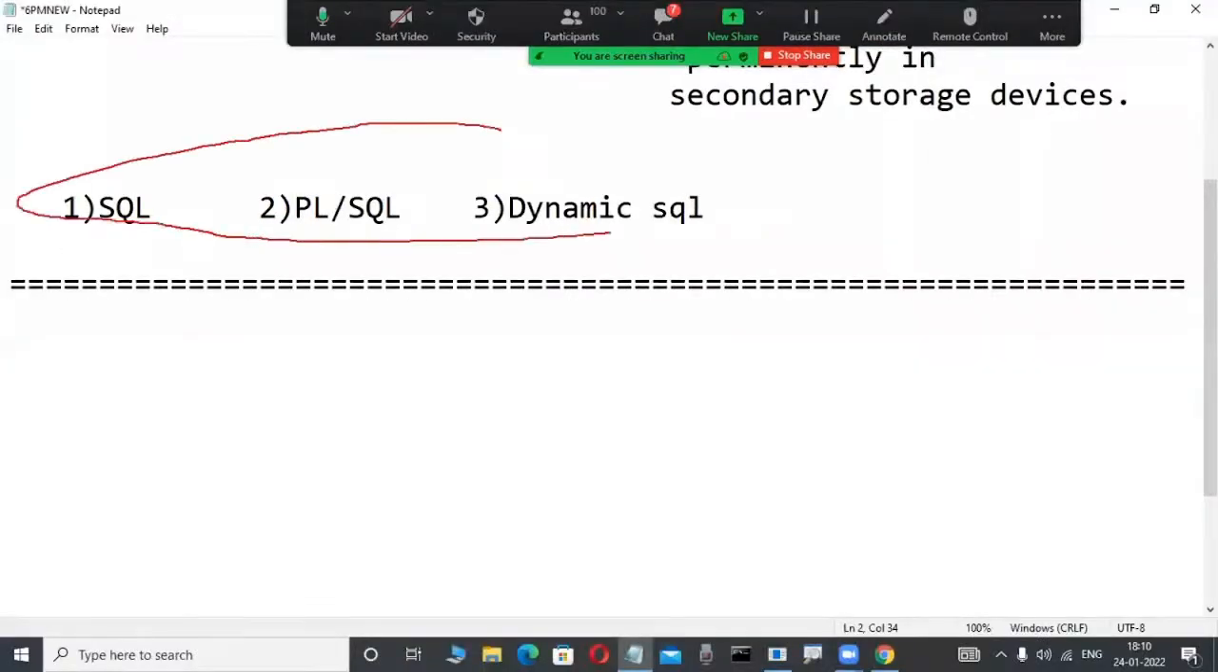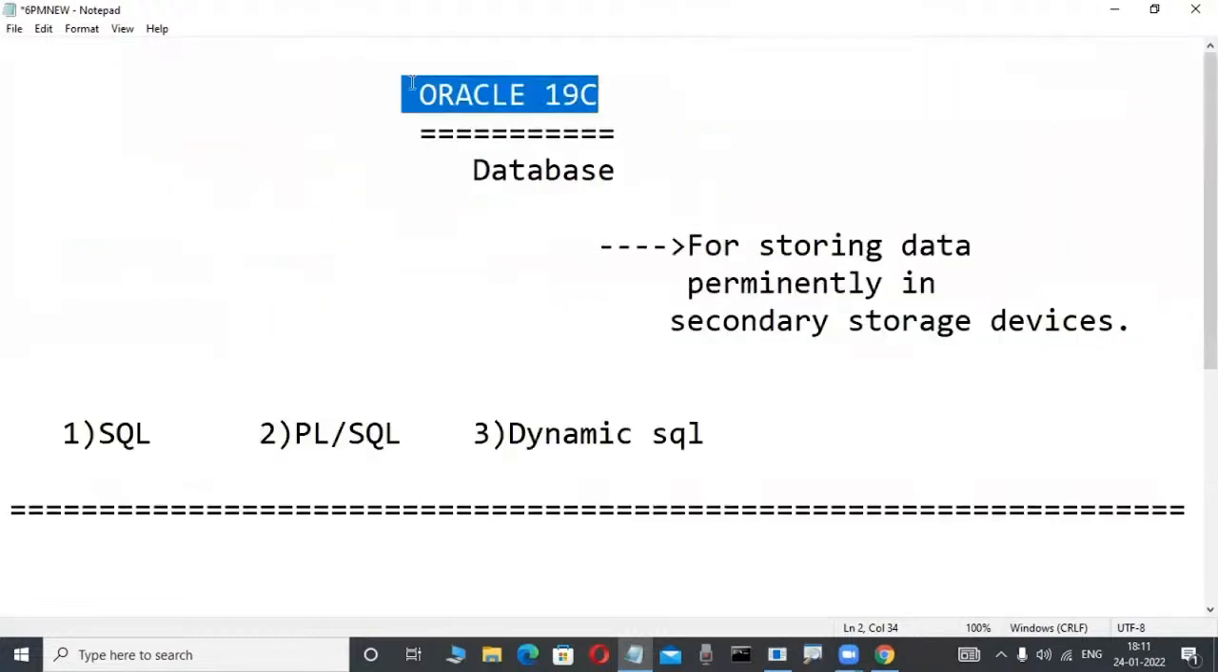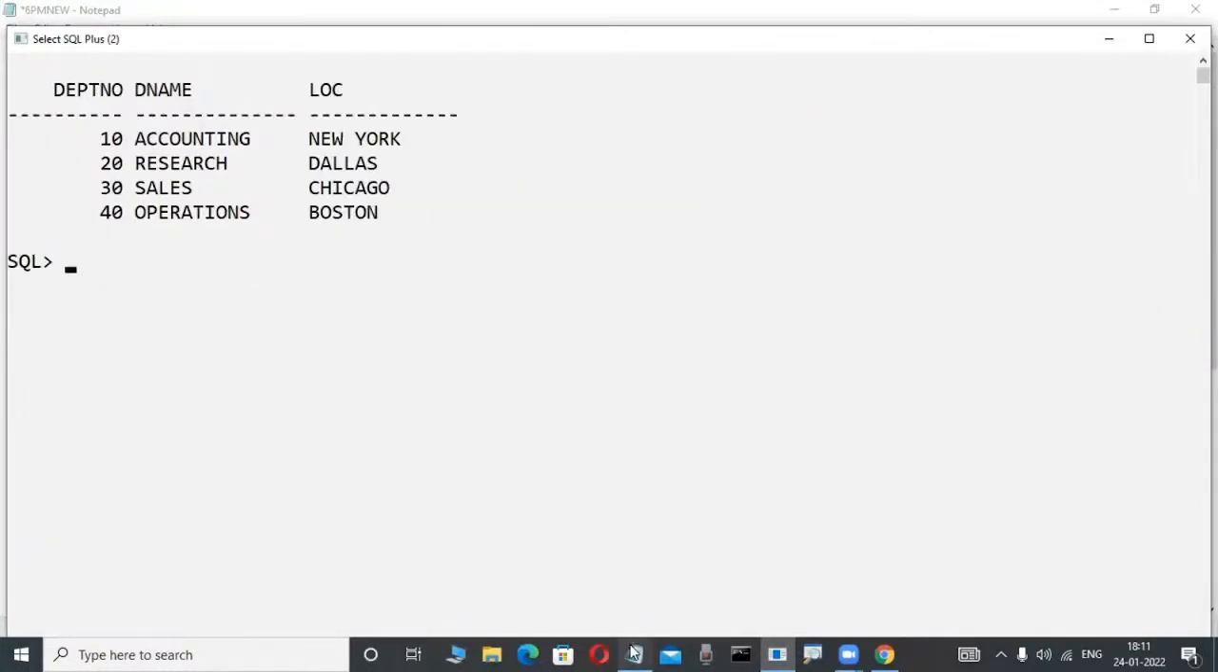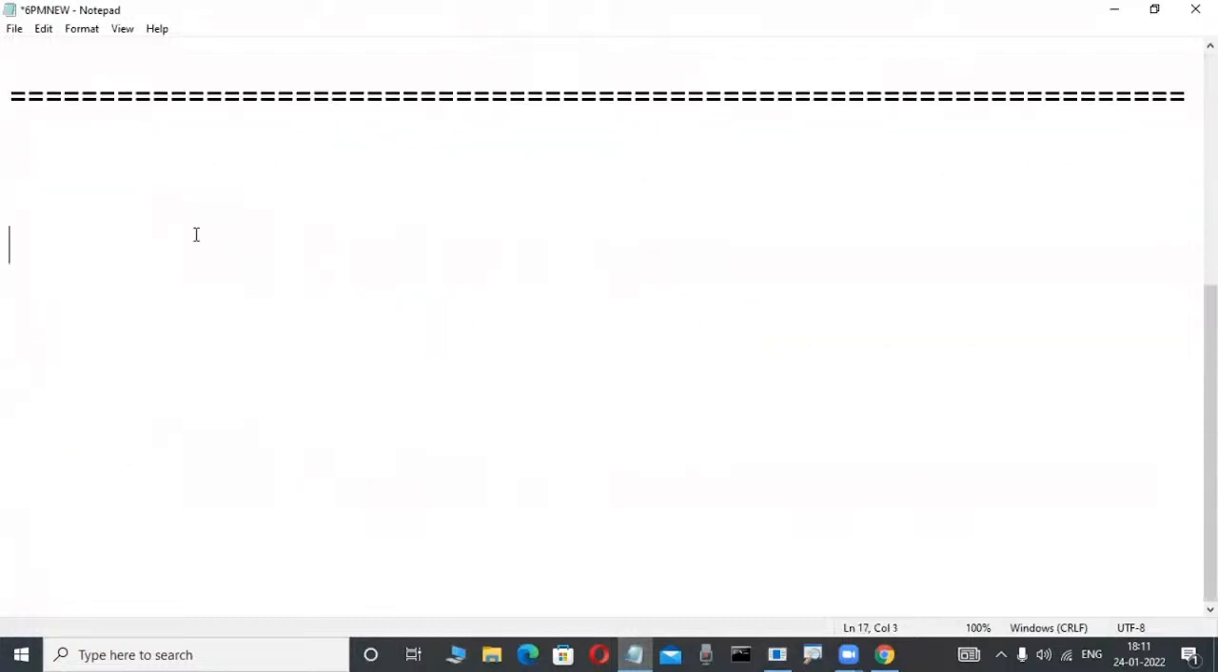What is the SQL language? What is the PLSQL language? What is dynamic SQL? These are big concepts. Through these languages we are operating these types of products. Up to this point I told in the previous classes. Now concentrate here.